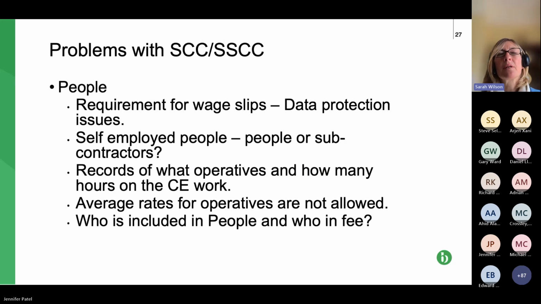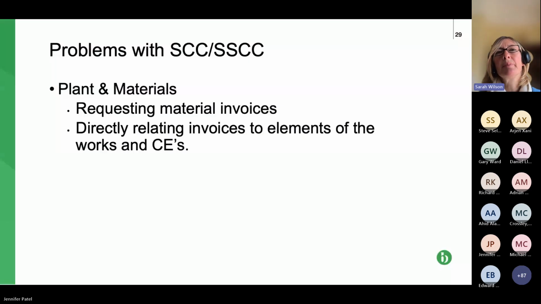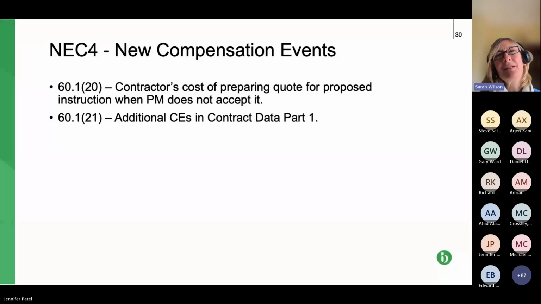So if we can move on to the next slide, and again, I think a lot of these are self-explanatory. It's around proving the actual cost, and also the next slide, Jen, which is the same for plant and materials. So if we can move on to the next slide, which I think is NEC4. We've got a couple of new compensation events, which I think we covered last month. They're not big news, to be honest.